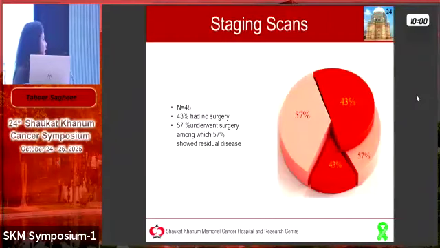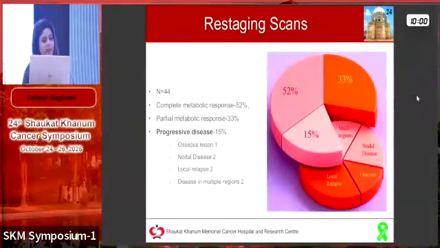Coming to the staging scans, the total number of staging scans we had was 48, out of which 57% underwent surgery and 57% as well showed residual disease. Coming to the restaging scans, there were 44 restaging scans, and out of which most of them showed complete metabolic response, followed by partial metabolic response, and the least of them was progressive disease, which is 15%.